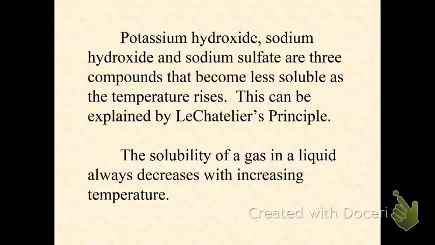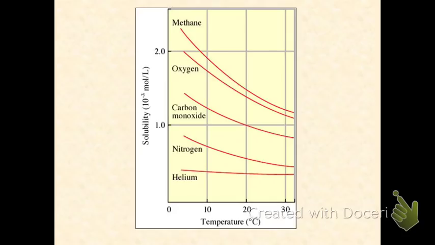The solubility of a gas in a liquid always decreases with increasing temperature. That's a problem in our waterways. When our waterways get too warm, the amount of dissolved oxygen in the waterways decreases, which is bad for the marine life because they are taking the dissolved oxygen out of the water. That's why sometimes if waters get too warm, you get a big fish kill floating to the surface, because there's not enough oxygen in the water for them to utilize. Here's an example of some gases and how their solubility goes remarkably down as the temperature increases.